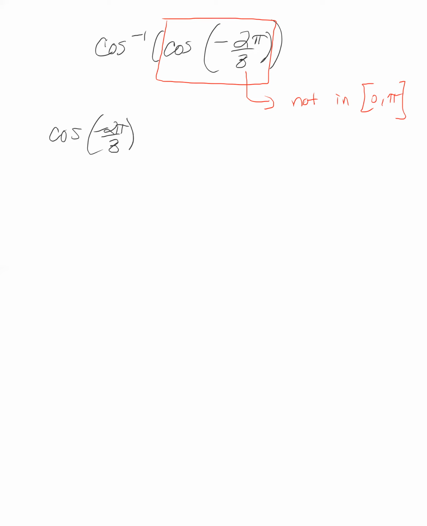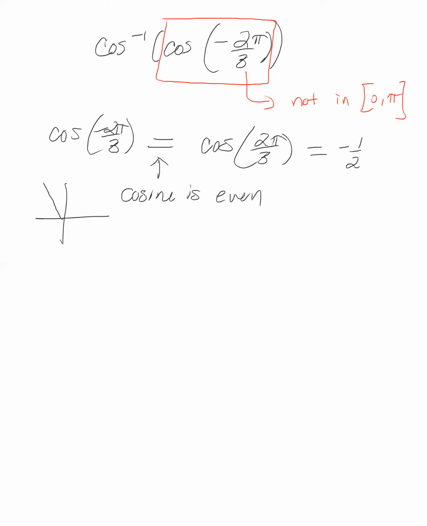Well, I could find the angle on my unit circle, or I could remember that because cosine is even, this is the same as the cosine of 2 pi over 3, which if I look on my unit circle, I see is equal to -1/2. That angle is found here on the unit circle. The x value at that angle is -1/2. Okay, so I've got that portion.